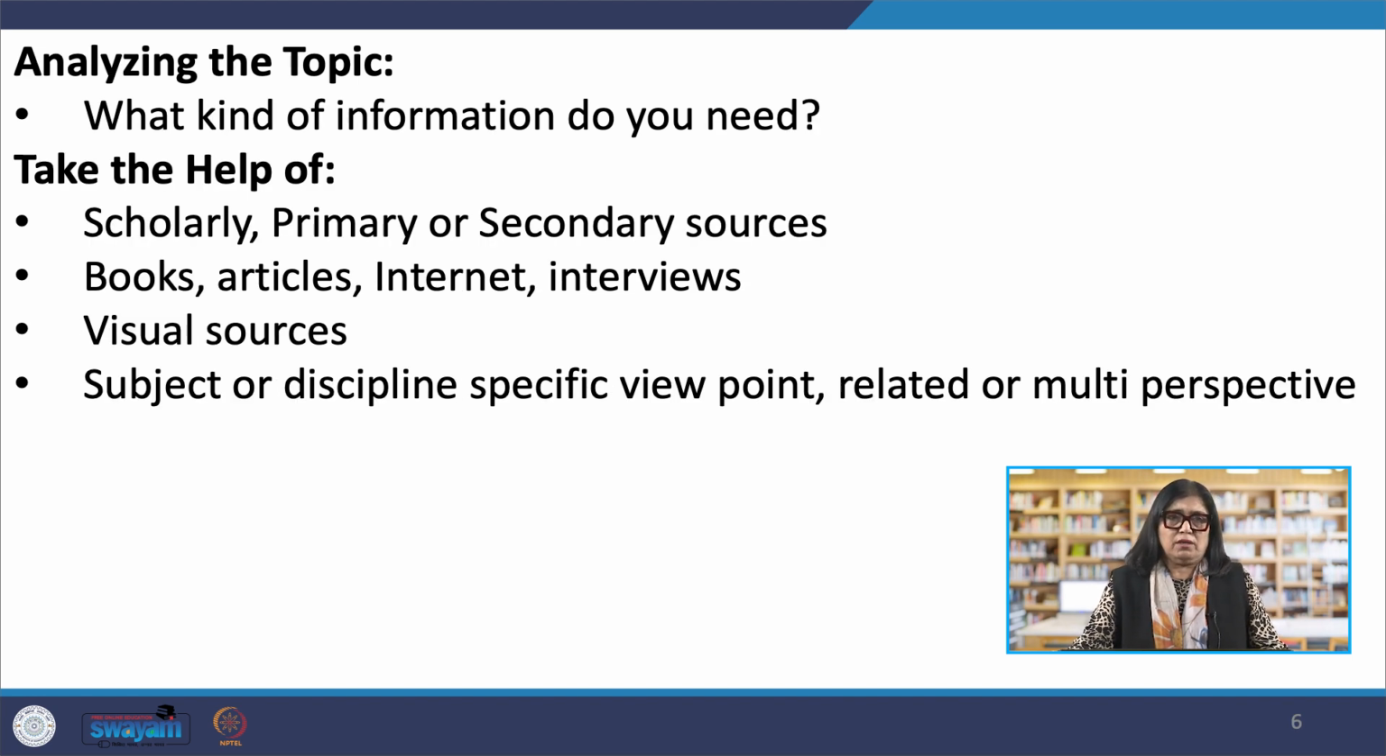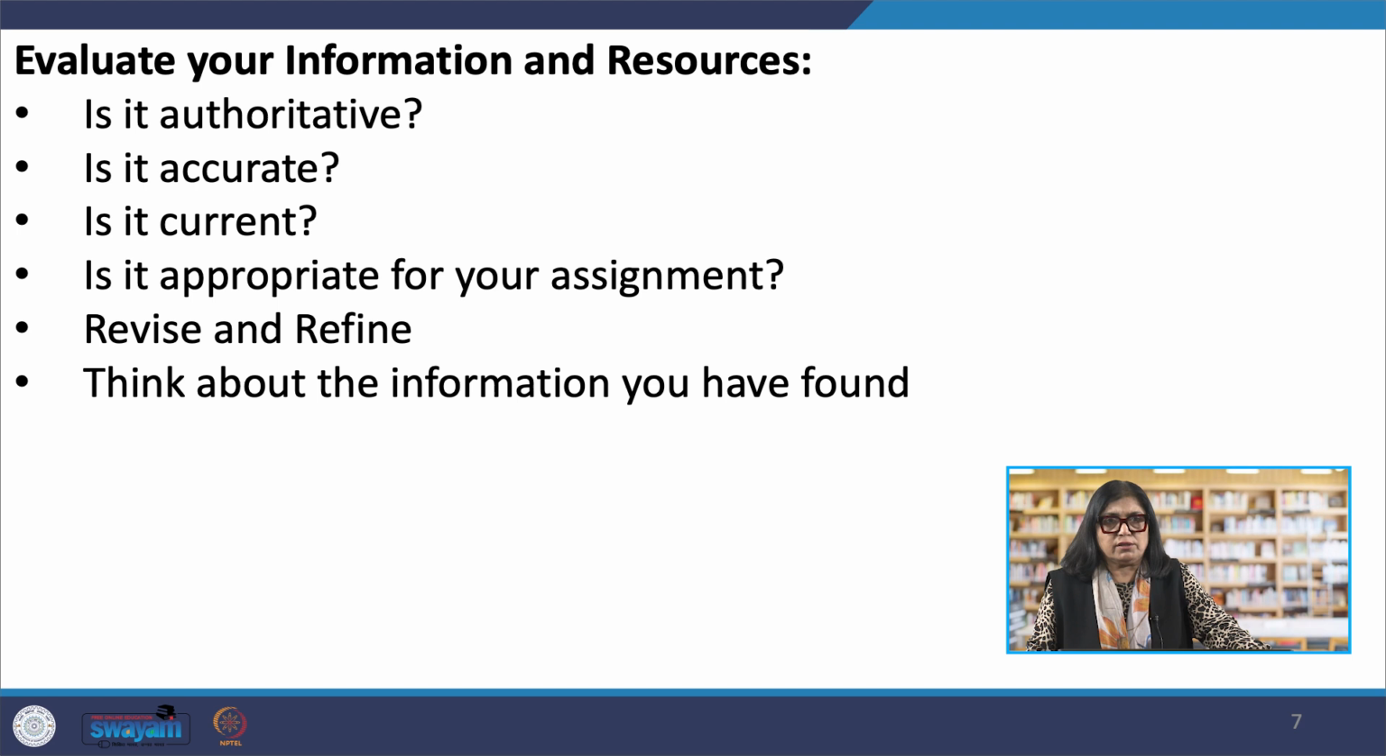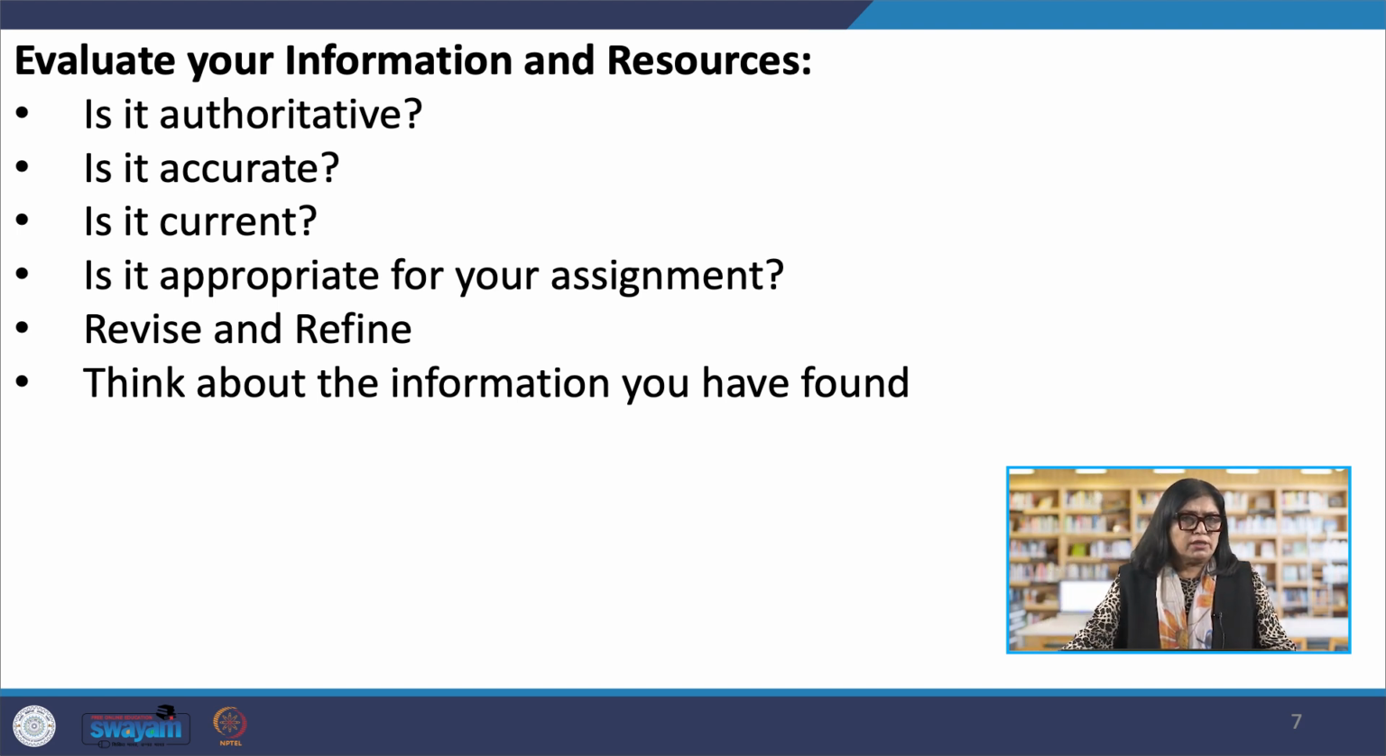Analyze your topic. What kind of information do you need? Take the help of scholarly, primary, or secondary sources: books, articles, internet, interviews, visual sources, subject or discipline specific viewpoint, related or multi-perspective. Evaluate your information and resources. Is it authoritative? Is it accurate? Is it current?